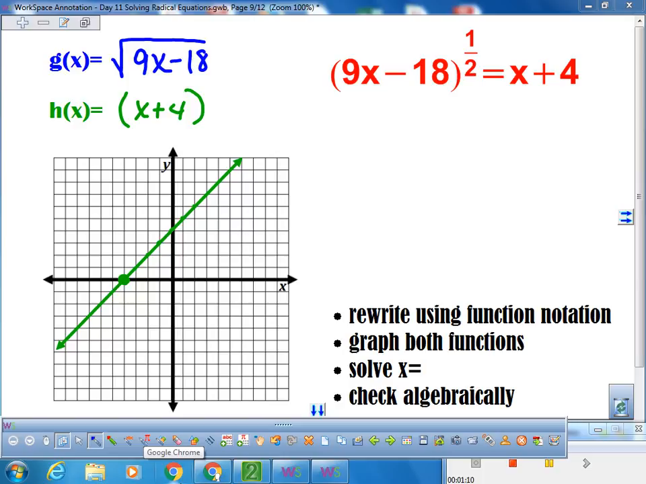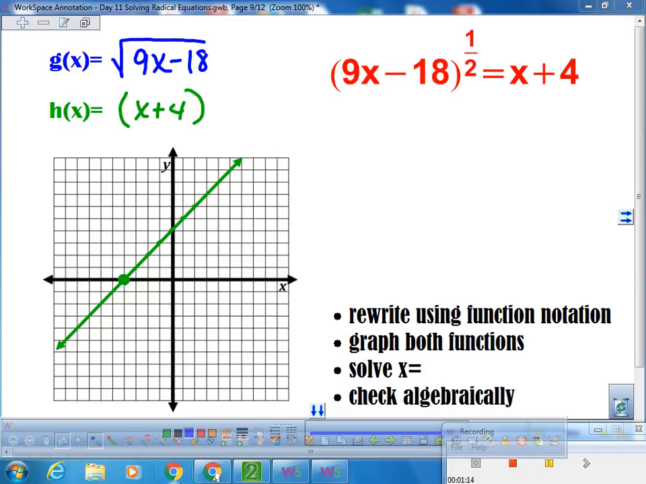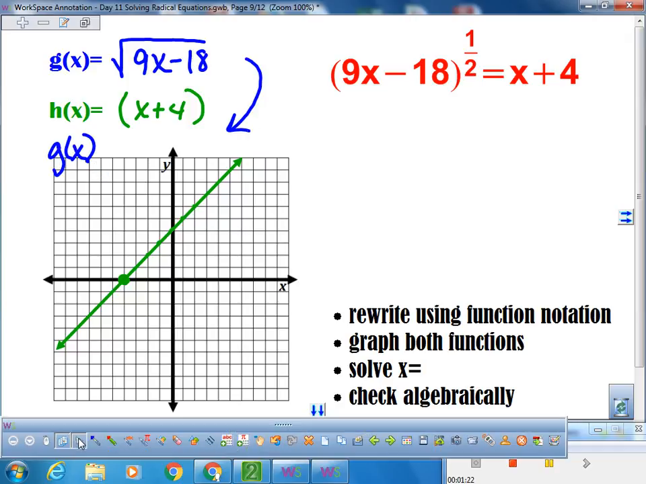Okay, so this one I can't graph yet, correct? So what do I need to do to it? I need to factor out that 9, right? Let's factor out that 9 first. So it's going to be g of x. I should have just moved to the other one. I don't know why I did that. Right?